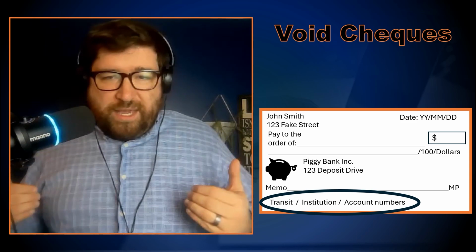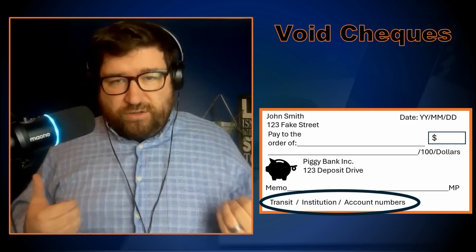The institution number is things like the type of bank, the transit number is the branch or location, and the account number is specifically your bank account number. So that's why they require that. Now, some banks have a direct deposit slip, and if you have one of those, it may have an image of a void check on it, or it just may have those three numbers on it, and that's what you need to hand to your employer.